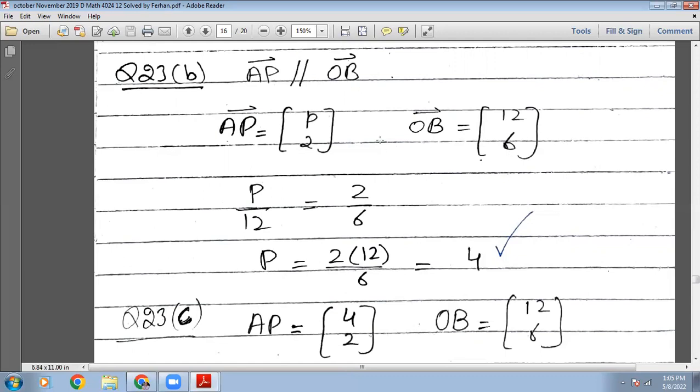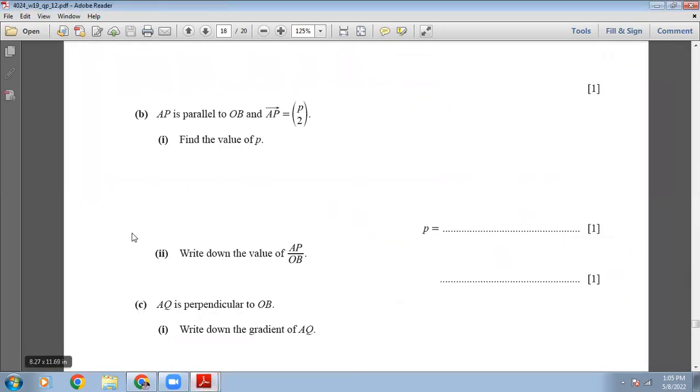I have already checked this answer with the marking scheme. That's why I put a tick here. So it's good to go. Okay, so I hope you understand this part.